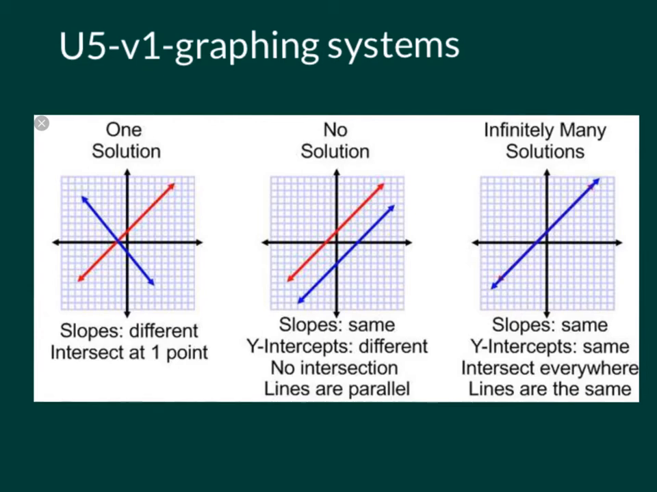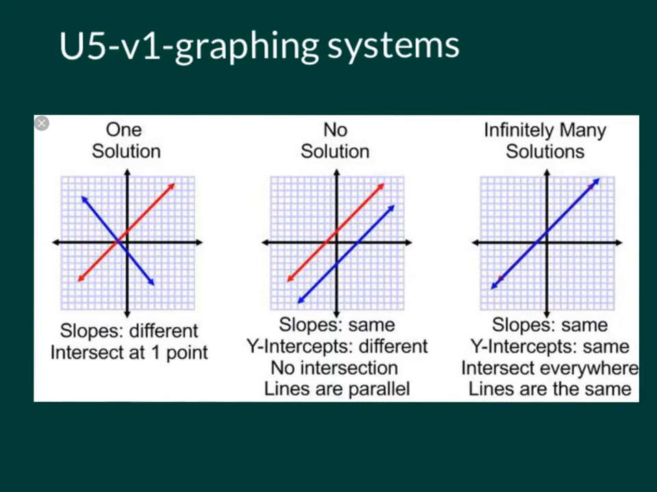Alright, this is Unit 5, Video 1, Graphing Systems. So a system is basically two equations that are graphed together, and the solution is where they meet. For example, this is two lines. We've graphed lines before, so this is two lines, and they meet right there, and that's the solution. So that's one solution.